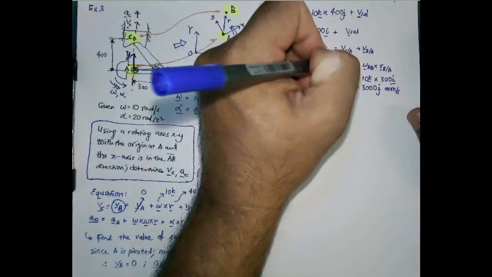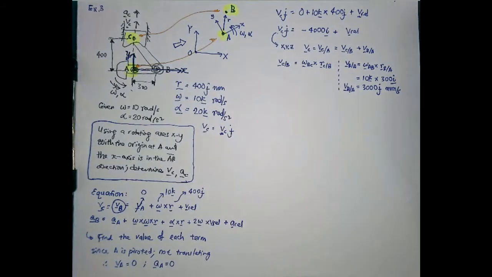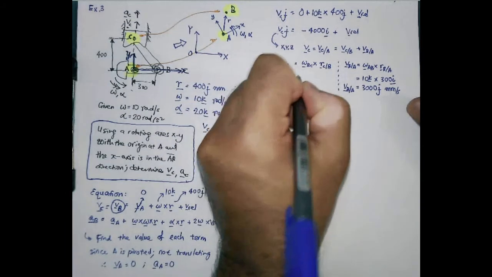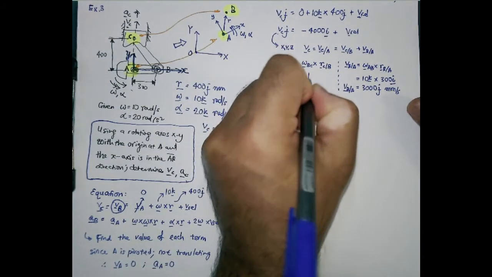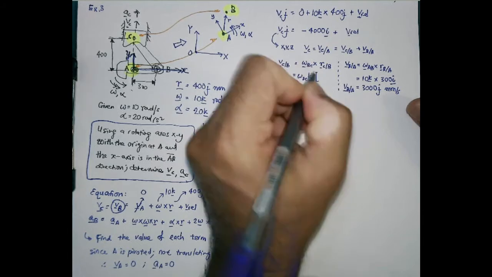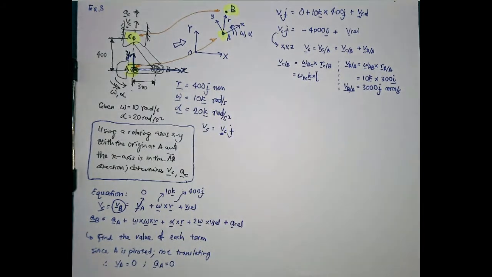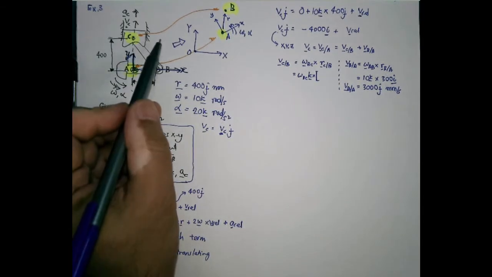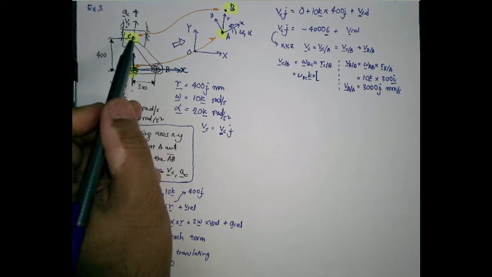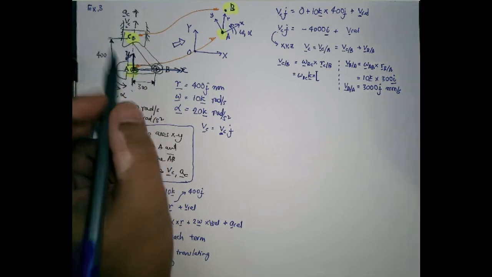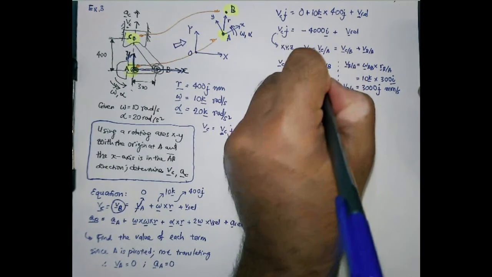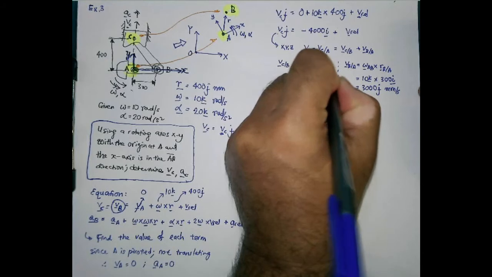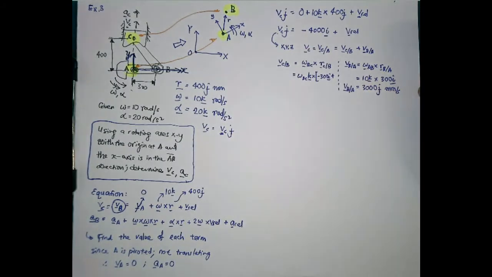Now we need to solve the other part, which is VC relative to B, from omega BC cross position vector. We do not know omega BC, but we just represent that by K, and position vector C relative to B is 400 to the top and 300 to the left, so it's minus 300I plus 400J.